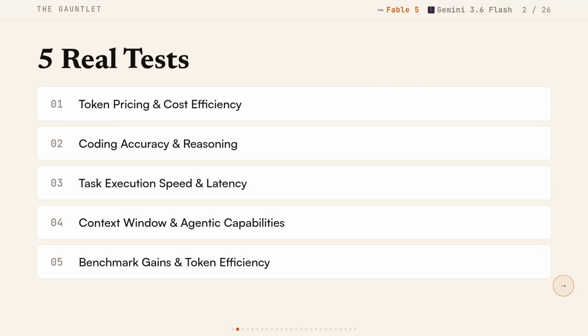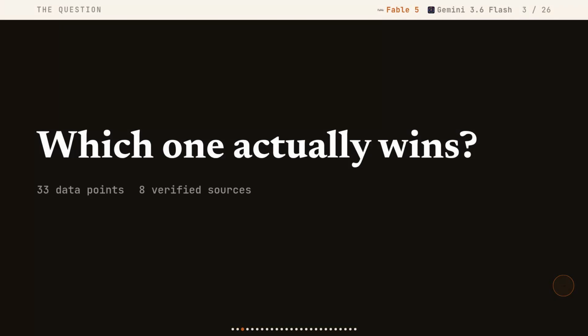So I went through official pricing pages, model cards, and independent benchmarks to compare Fable 5 versus Gemini 3.6 Flash across 5 head-to-head tests, sourced and verified. Gemini 3.6 Flash wins on cost by a mile, but there's one test coming up where that price gap stops mattering completely, and it could flip the whole decision for your workflow. So you'll want to stay for the conditional verdict.